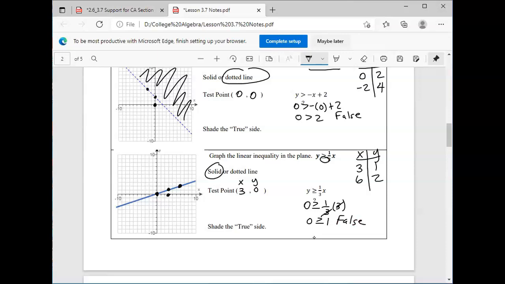So that was my test point right here. That means that I don't color in my test point. I'm going to color in the other side that doesn't have my test point. Is everybody okay with that?